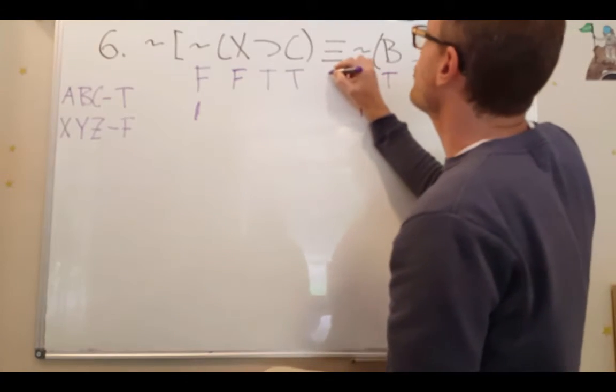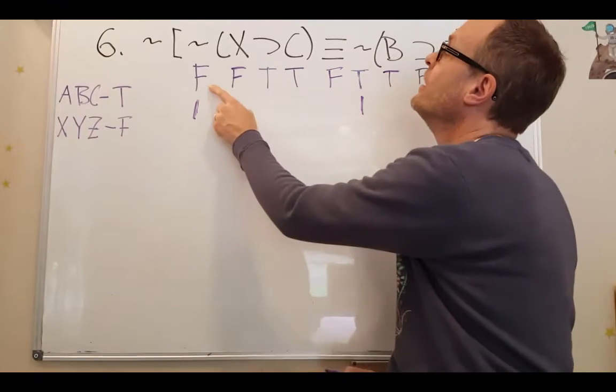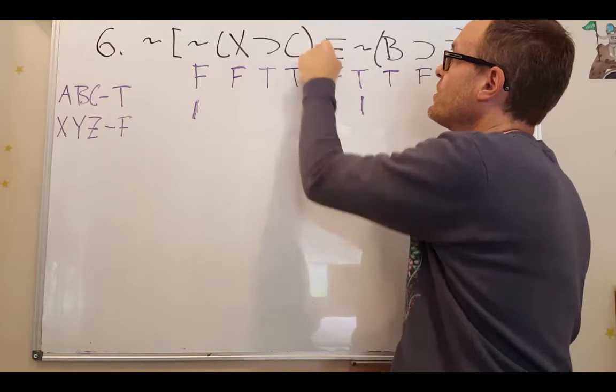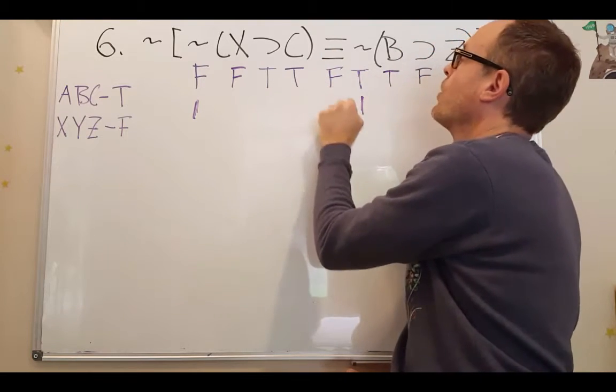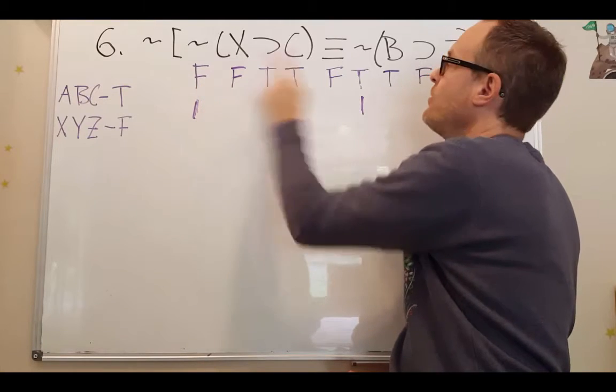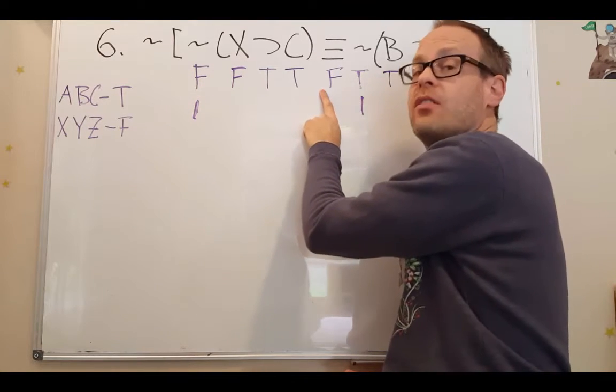So false implies true is false. In other words, it's not true that they're equivalent. If this said false and false, then we can say, oh, that would be true. Or if this said false and false, then that would be true. But because one value is false and the other one is true, the whole thing is false.